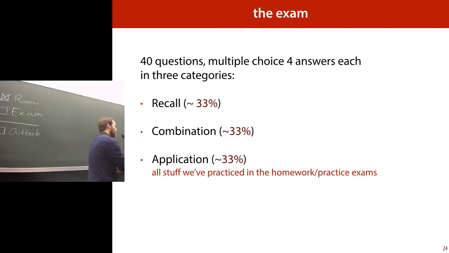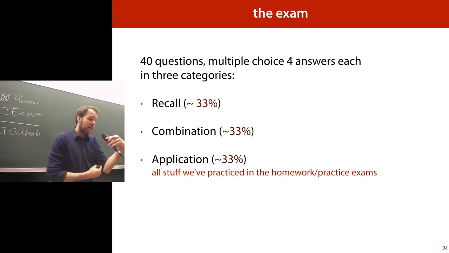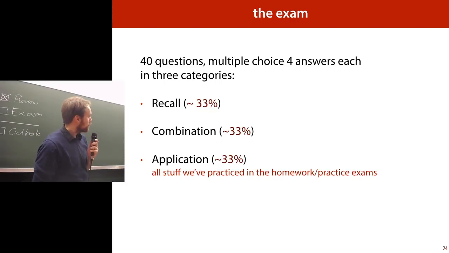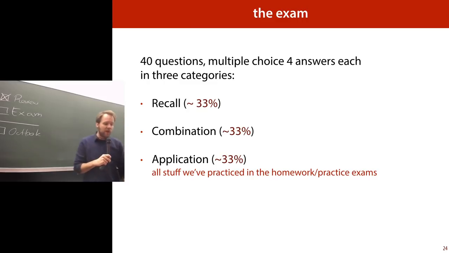Combination questions are things like questions where you have to remember two things from different places in the lecture and combine them to show that you actually understood what they said. Or maybe questions that refer to just one place in the lecture, but they ask a negative question. So which of the following is false? Which is always a little bit more difficult. So we call those combination questions.